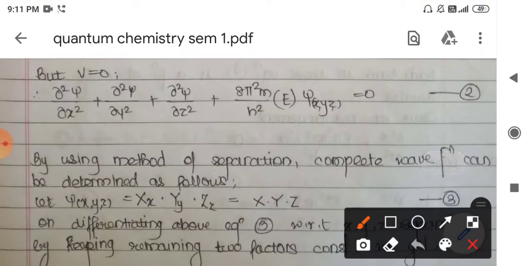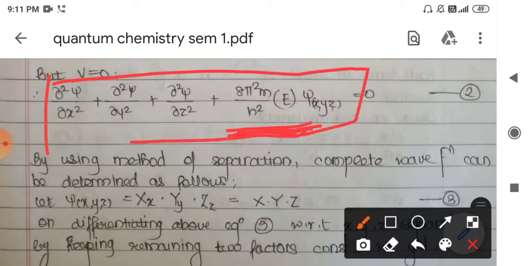But we have made the assumption that inside the box the potential energy is 0. So our equation will only change in this term. The V term will be neglected, and finally we get this equation. So what does this equation consist of?